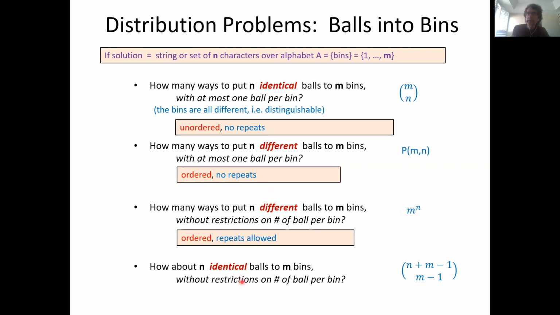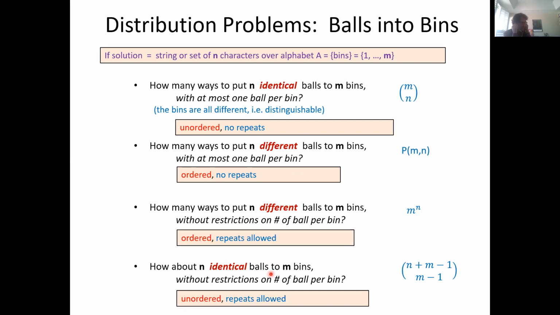And how do I interpret this as a string? It is not a string; it is a set, and it's a multiset. Repeats are allowed, because I'm taking these balls. Hold on a second. So actually, let me ask you.